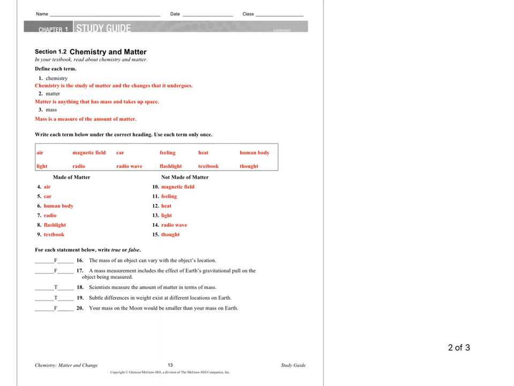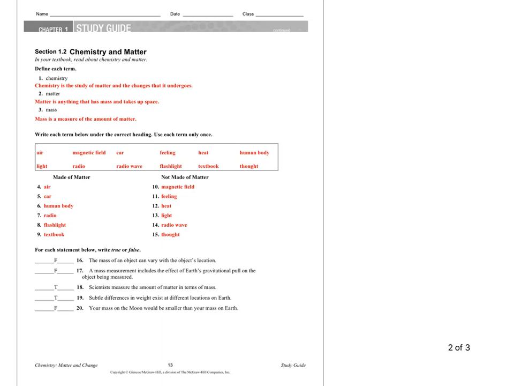And the next little group of problems: was it made of matter or not made of matter? So air, car, human body, radio, flashlight, textbook, all made of matter. They have mass and they take up space. Other things are not made of matter.